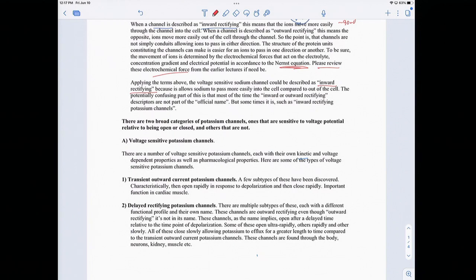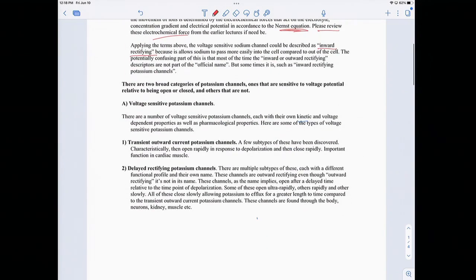And then we have the other bucket, which is potassium channels that are open or closed for other reasons, but really don't have anything to do with voltage potential. So we would just call those non-voltage sensitive potassium channels, and I'm going to get to those in another lecture. So for the rest of this lecture, I just want to focus on some categories of voltage sensitive potassium channels.